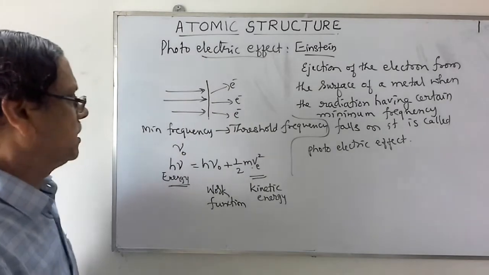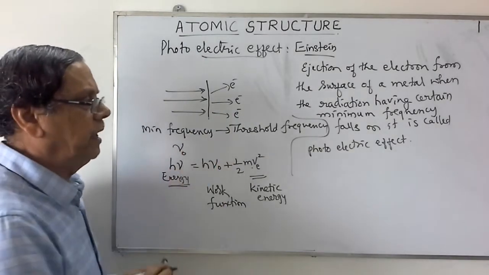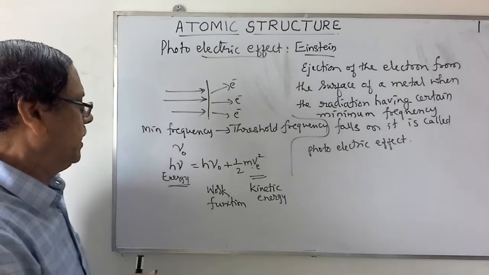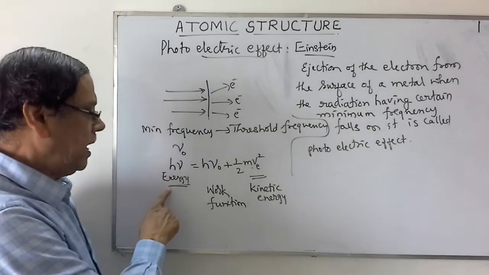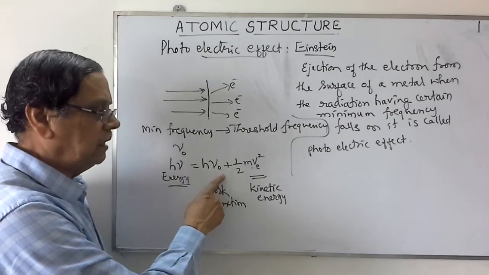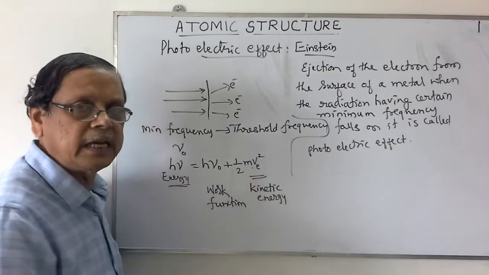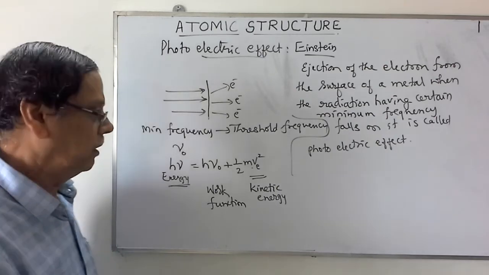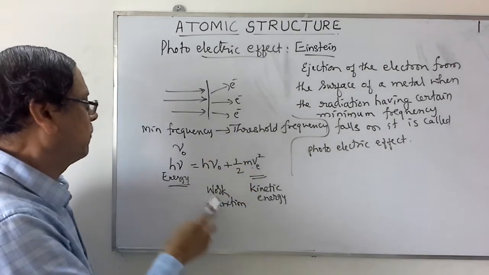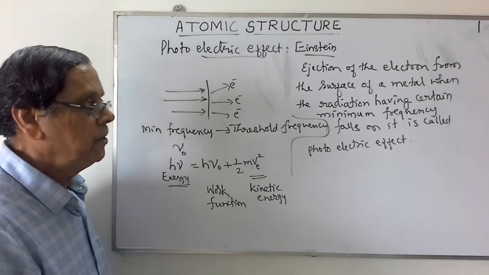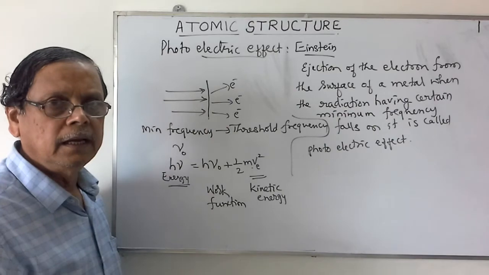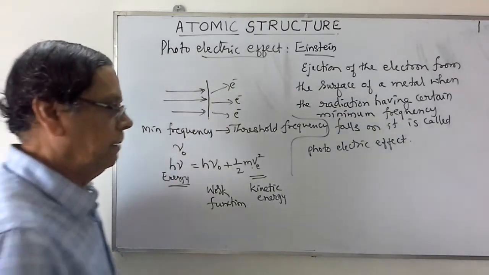The minimum frequency required for ejection of the electron is called the threshold frequency, while the higher frequency will have the higher energy, and it will not only eject the electron, but it will also increase the kinetic energy of the electron. So we can calculate the kinetic energy of the electron by knowing this work function and the energy. So this is one concept which cannot be explained by considering the wave theory.